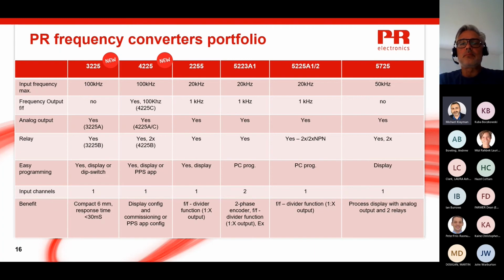The most prominent feature of the 5000 series devices is the ability to divide pulses over time, perfect for metering applications. The 5725 combines a display and frequency converters into one panel mount unit.